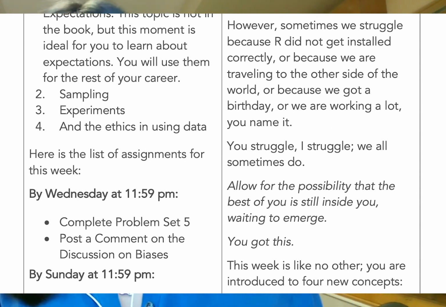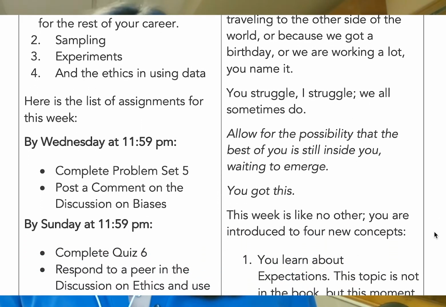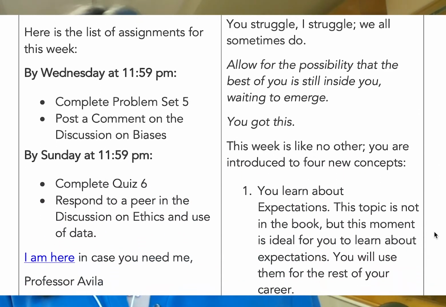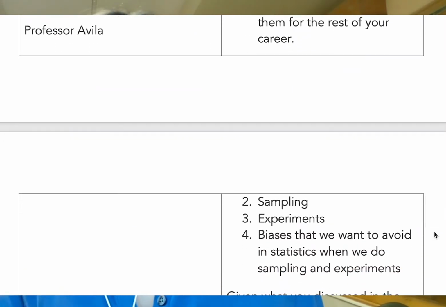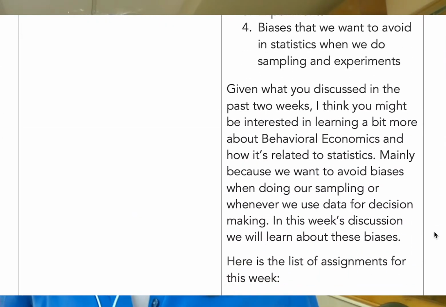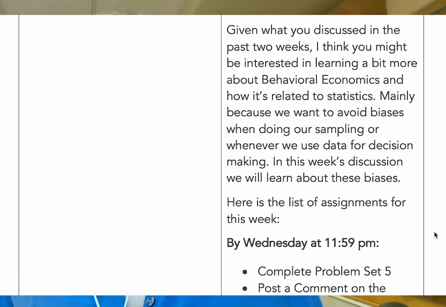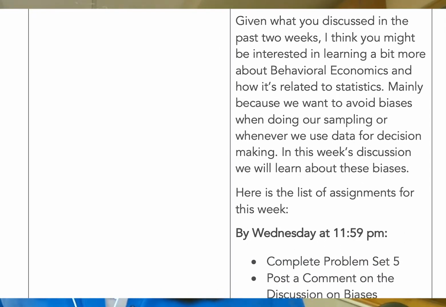Allow for the possibility that the best of you is still inside you, waiting to emerge. You got this. This week is like no other. You are introduced to 4 new concepts: 1, 2, 3, 4. Given what you discussed in the past 2 weeks, I think you might be interested in learning a bit more about behavioral economics, mainly because we want to avoid biases when doing our sampling or whenever we use data for decision making. Therefore, the discussion, item number 4, is about biases.